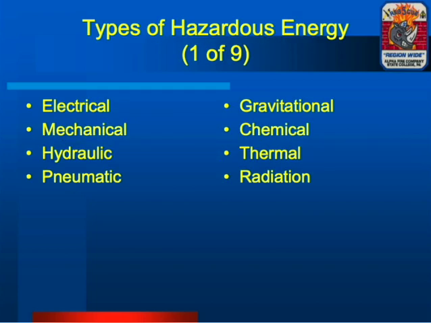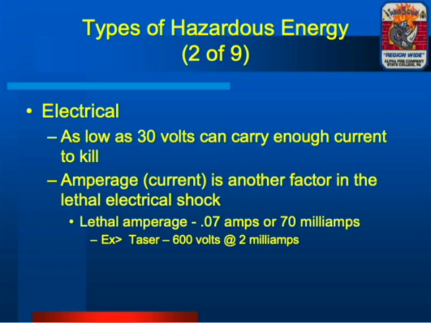So with that, we'll move into different types of hazardous energy. As you see here, electrical energy. This could be as low as 30 volts, and as low as 30 volts can be enough to kill someone. Amperage, which is the current, is another factor we want to think about. Lethal amperage is 0.07 amps, or 70 milliamps, and that 70 milliamps is a lethal dose.